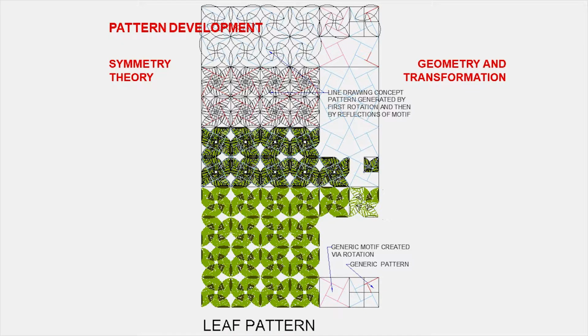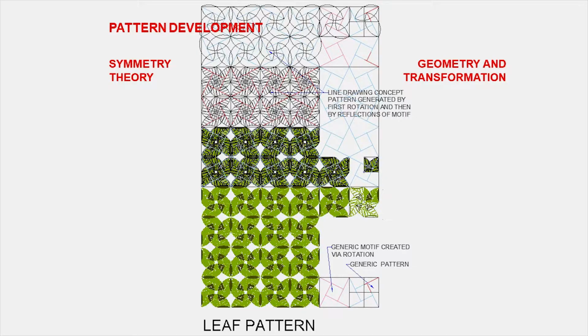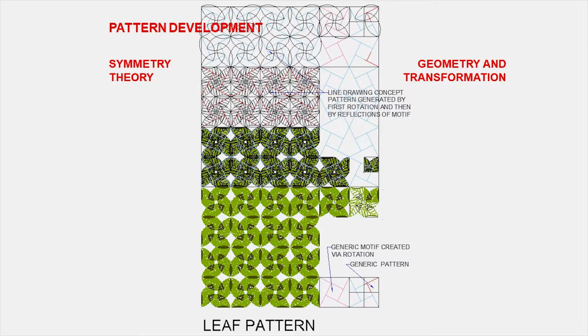In pattern development, as architects, we draw and create patterns, and this is one of them. I call it the leaf pattern, which is based on symmetry. We call it symmetry theory because it relates to left and right and rotation. It doesn't mean just left and right, but also geometry and transformation.